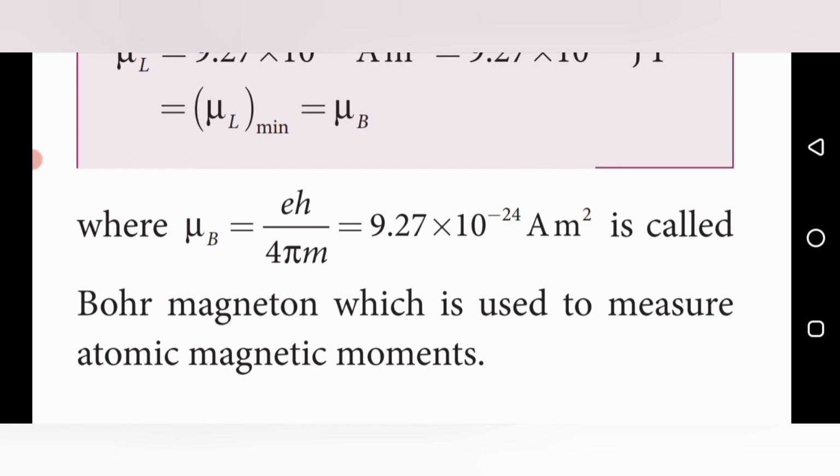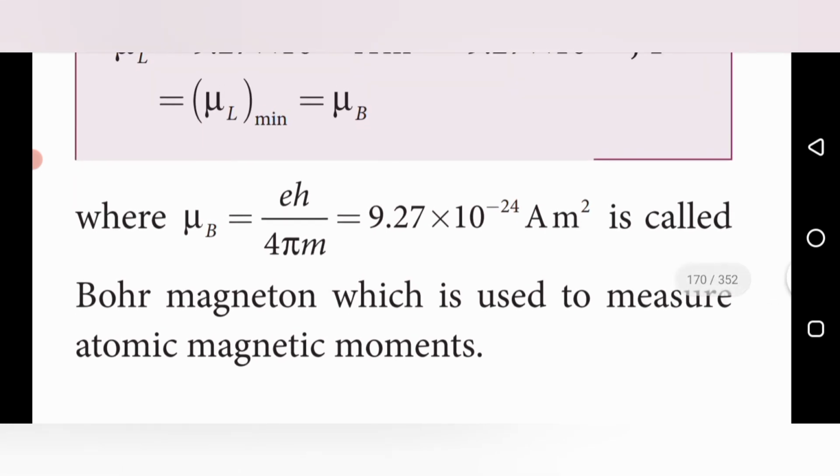These are all advanced portions that we will study in the 8th chapter, unit 8. So you just remember that the minimum value of μL is considered as μB. μB is equal to eh by 4π m, and the final value is 9.27 × 10^-24 ampere meter square.